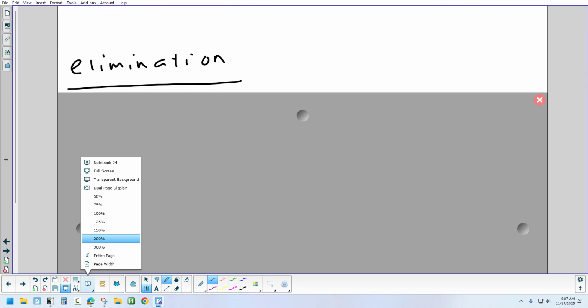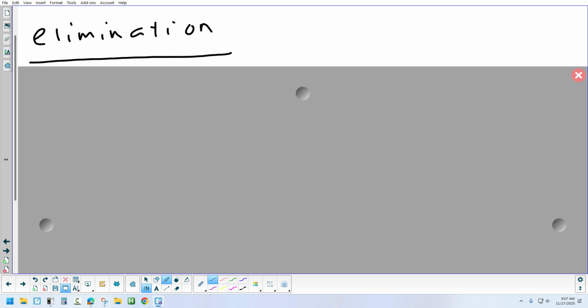All right, so that's substitution. Let's take a look at elimination. Substitution is okay when you have 2 variables, but when you start getting into more than 2, like we're going with 3, elimination scales better. Okay? It works better when you start having to do more complicated problems.